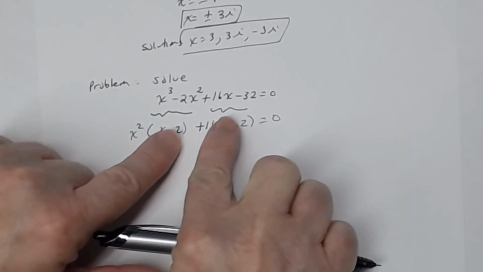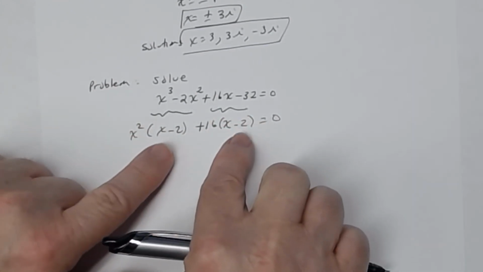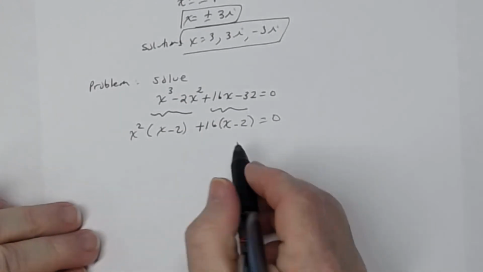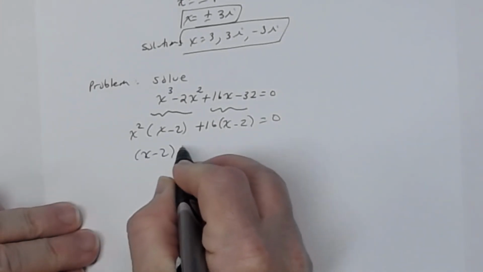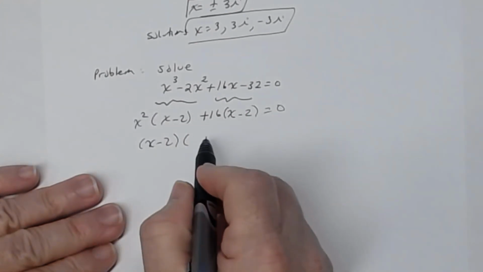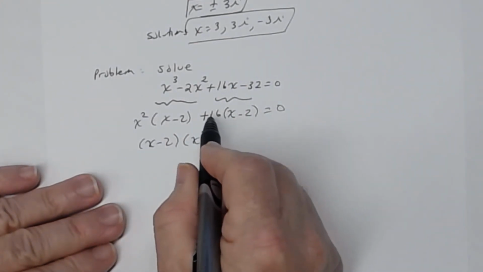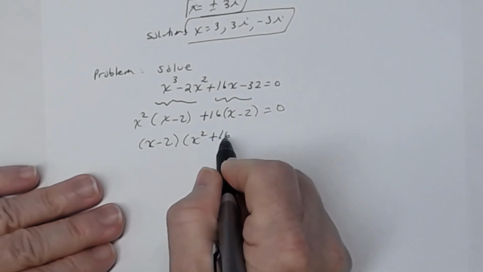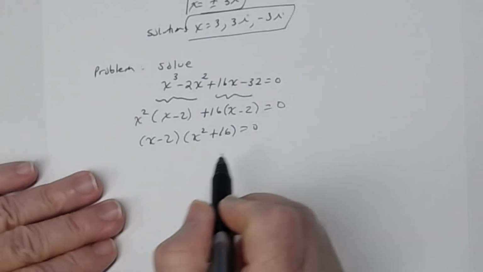Now from these two groups here, notice that they have an x minus 2 in common. So I'm going to factor out the x minus 2. And then you're going to be left with, when you take out the x minus 2 from that first group, you're left with x squared. And then from the second group, you're left with a positive 16. And you're going to say equals 0. So notice it's factored.